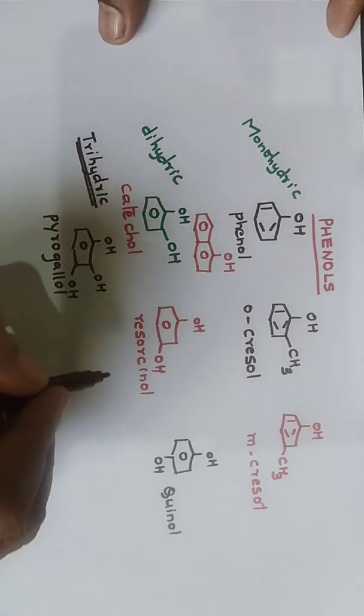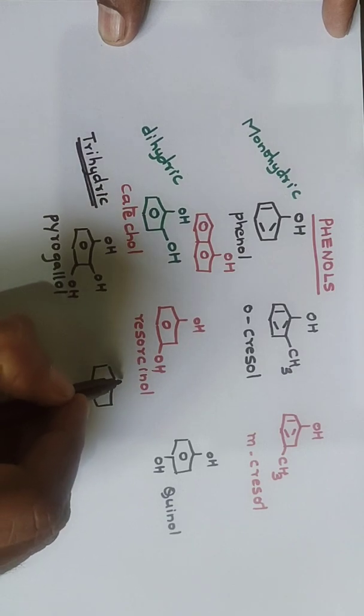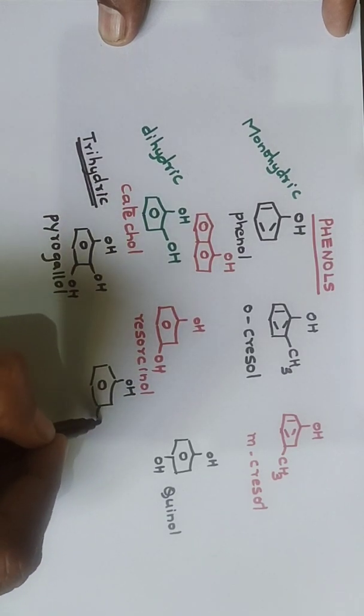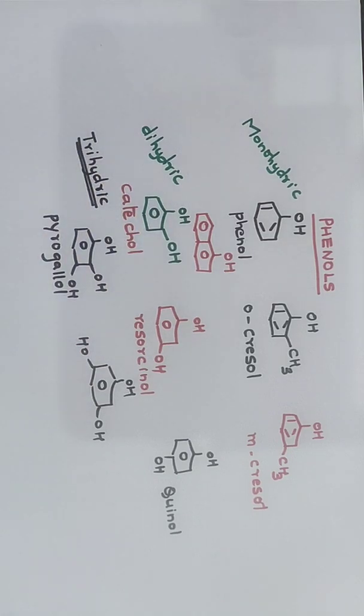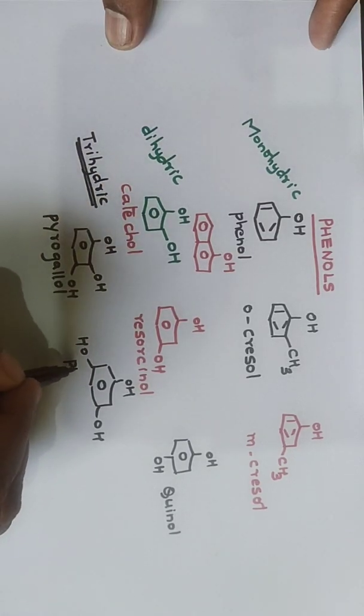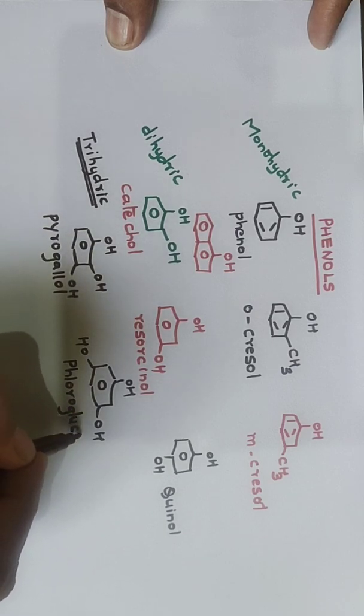Now this molecule also contains three phenolic OH groups. This compound is called phloroglucinol.